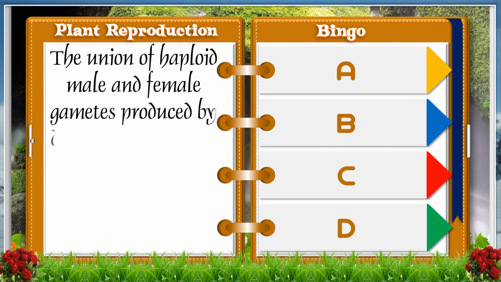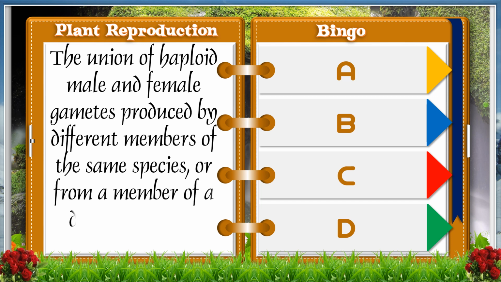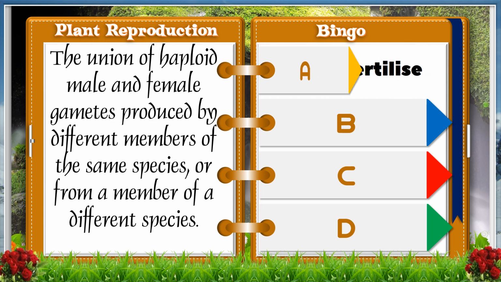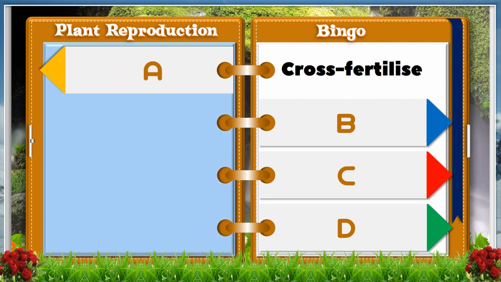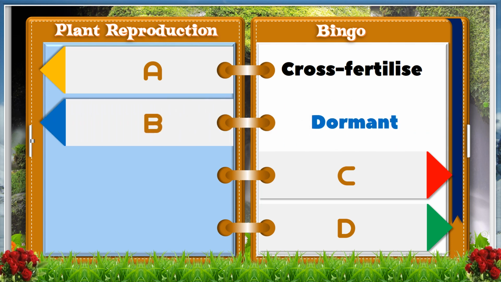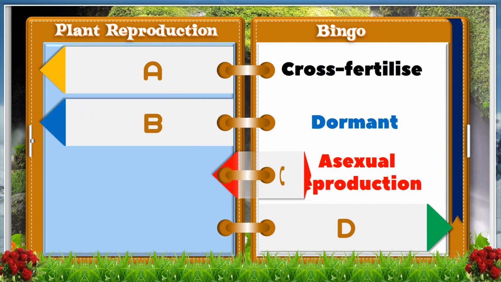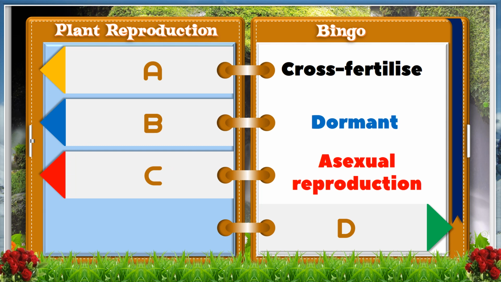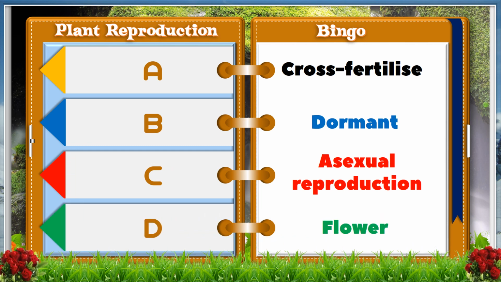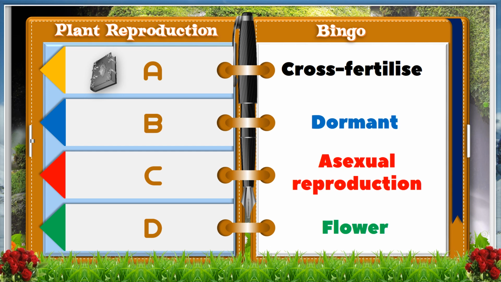The union of haploid male and female gametes reproduced by different members of the same species or from a member of a different species. A. Cross-fertilise. B. Dormant. C. Asexual reproduction. D. Flower. And the answer is A. Cross-fertilise.